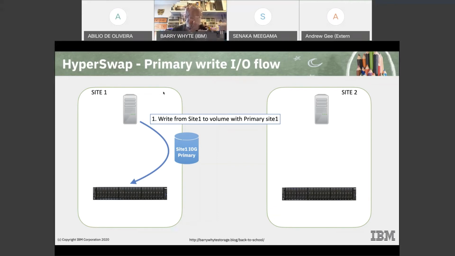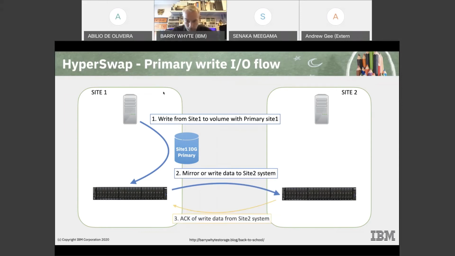So a write comes in on site 1, and this particular volume is set with the primary of site 1. Therefore, it can say, okay, I can process that write. I'm the primary, so it will mirror the write to the other system. Once that other system has the write and says, yes, I've got that, it will acknowledge back to the first site, and then finally we can acknowledge back to the host. So there's one round trip across the link. We have to do that to guarantee the data is there at the other site, and then the ACK comes back and is acknowledged as per normal. So that's the write coming in to the primary.